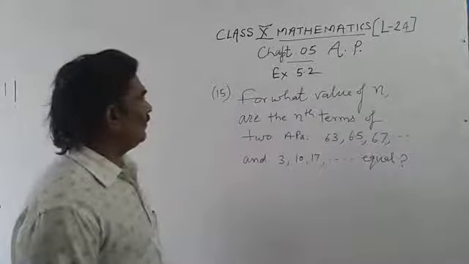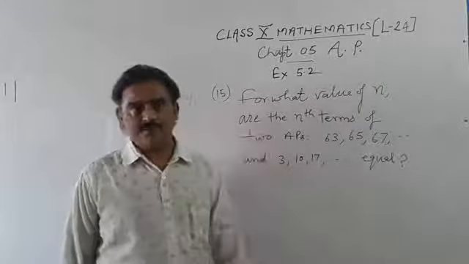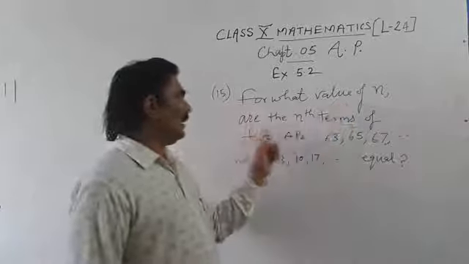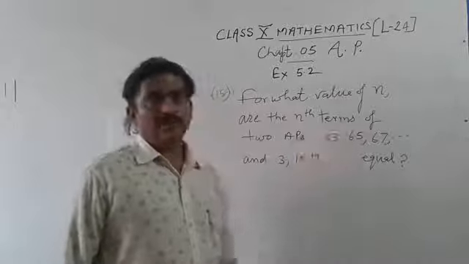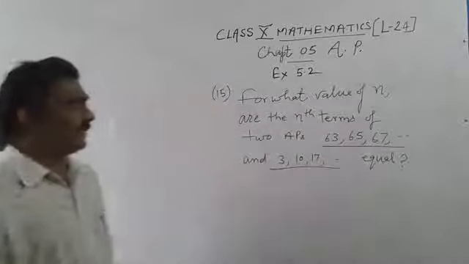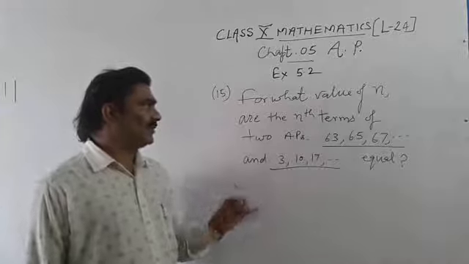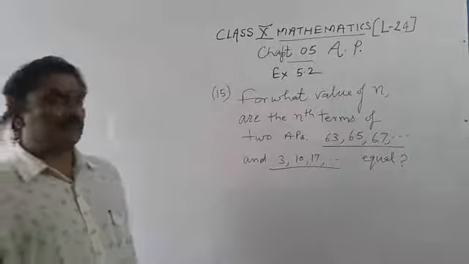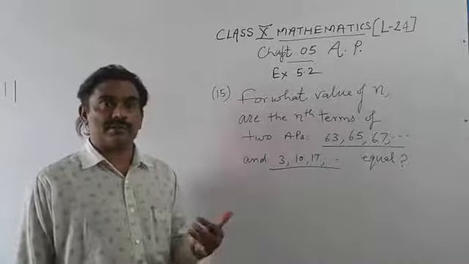So students, here without taking any time we come to direct question number 15. The question is, for what value of n are the nth terms of two APs equal? Clearly we have two APs, and it is asked for what value of n the nth terms of the two APs will be equal. So first of all we will find the nth term for both the APs, then we equate.